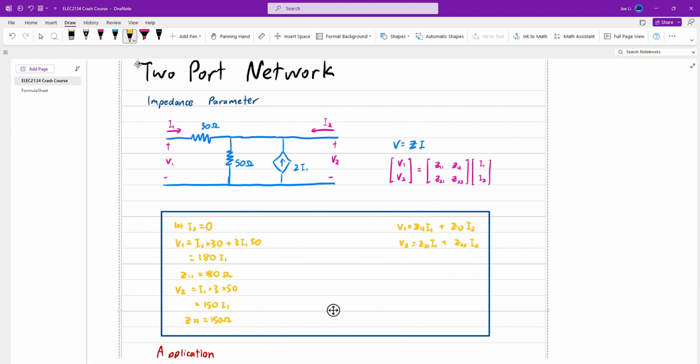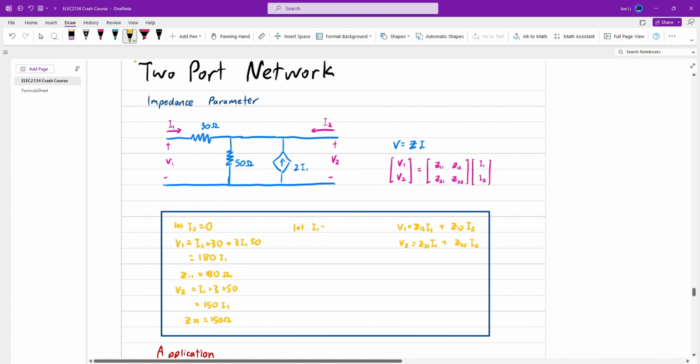Now we're done with Z11 and Z21. Let's do it with Z12 and Z22. So we let I1 equal 0. There's no current here, so there's no current here. That means this part is open circuit and you're only looking at the 50 ohms. Let's start with V1. V1 is going to be current I2 times 50 because I1 is 0. There's no current through it, so the voltage across this is going to be the voltage across this.